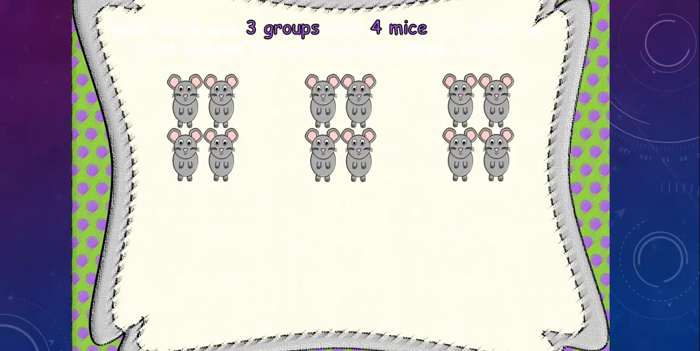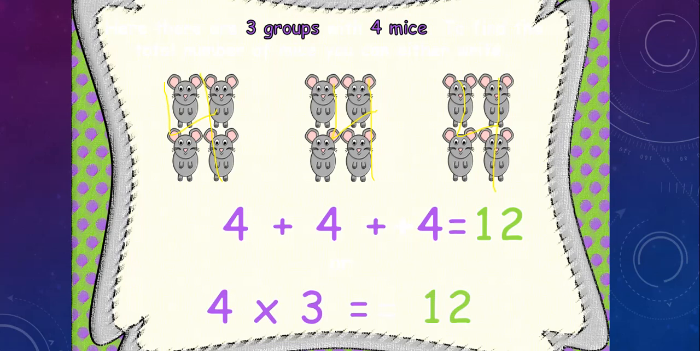Here we have 3 groups of 4 mice. So there's 4, 4, and 4. We have 4 plus 4 plus 4 equals 12, or the multiplication sentence for this is 4 times 3 equals 12.